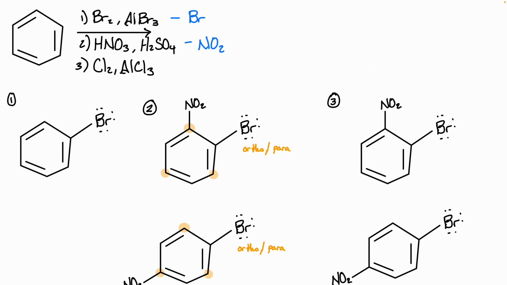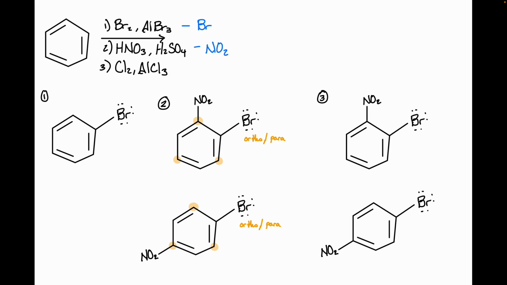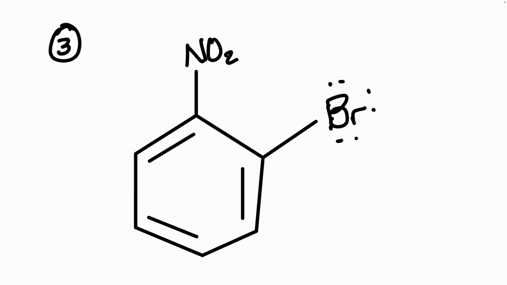This third step is going to attach what to the ring? A chlorine. But again, the question is where? So let's look at this first molecule. Bromine, we said, was ortho-para-directing, right? So that means that bromine wants to direct to the position that is ortho or para to the bromine. But what about that nitro group? Nitro group is meta-directing, right?